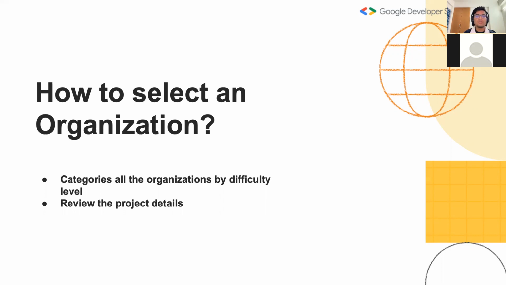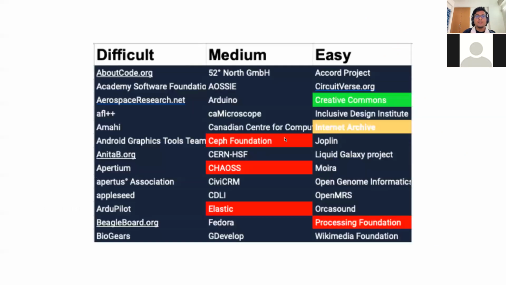Selecting the perfect organization can take anywhere from around a week to a month, depending on your pace and also how clear you are about your interest. So I have created an approach that I used while I was trying to shortlist the organizations to which I was going to apply. So let's go over that.